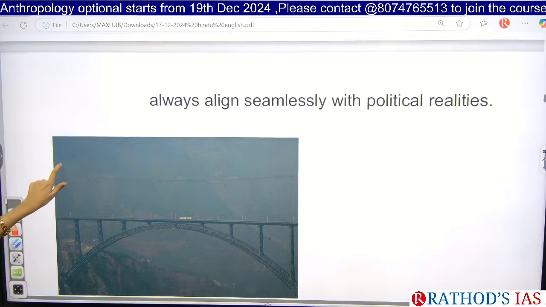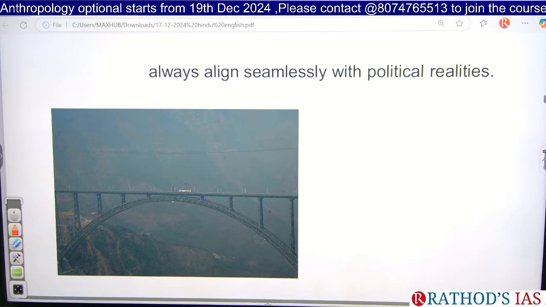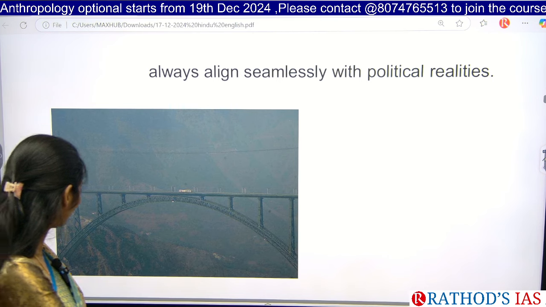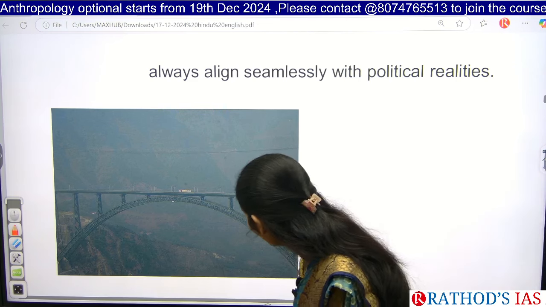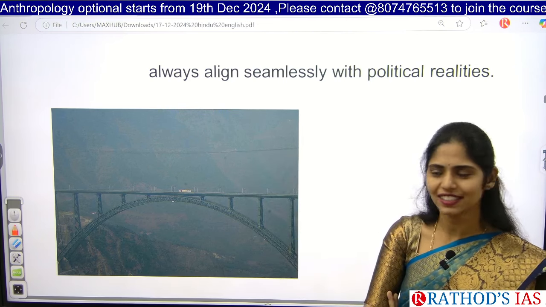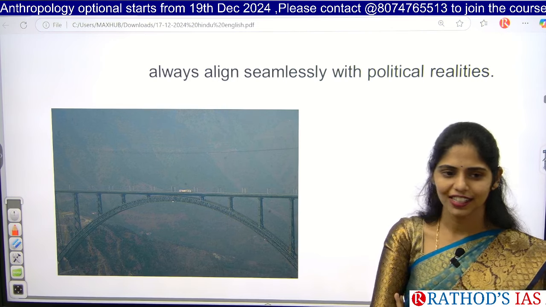Okay, see this image. So what can you see here? Is it a bridge? So which bridge is this? Any idea? Is there any river that you can see? No? I think that image is not clear, but actually this bridge is over a river, and that is the Chenab.